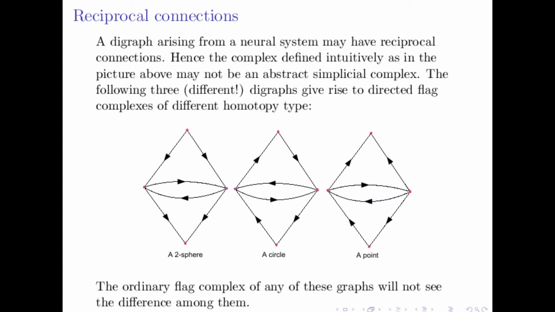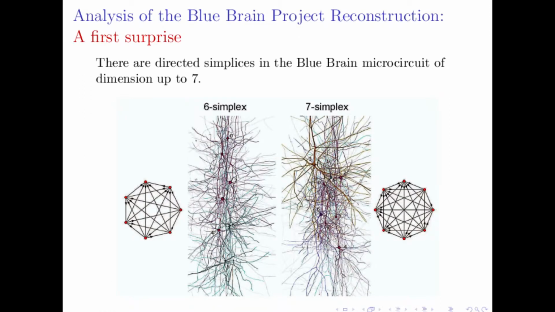Okay, so let's go back now to the Blue Brain project, and what you see here is our first surprise when we started thinking about this a few years back. It was very surprising both to us and to the neuroscientists that we were able to find higher dimensional simplices, higher dimensional directed simplices, in the reconstruction of the brain. So what you see here is basically 6 and 7 dimensional simplices. If you took the realization, it would be 6 and 7 dimensional simplices within the reconstructed tissue.